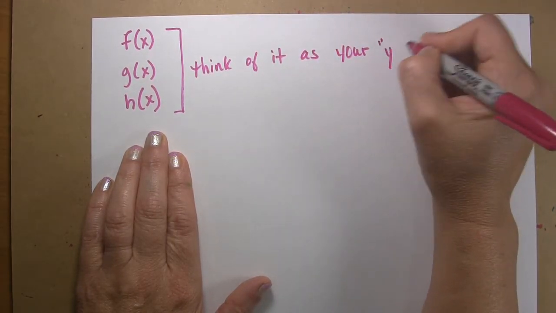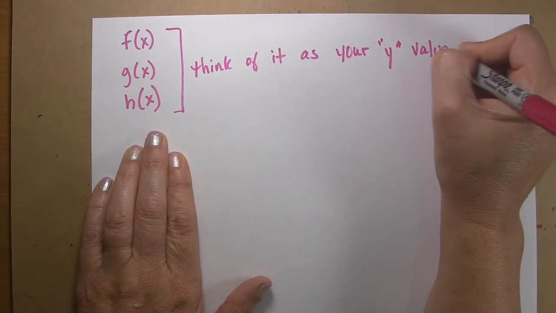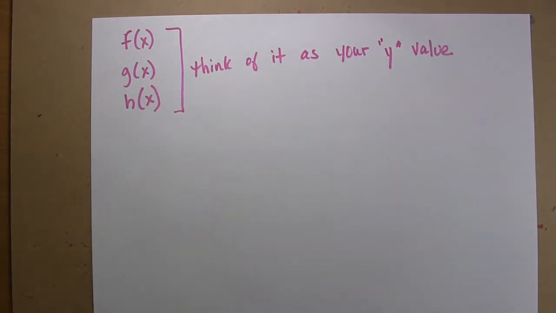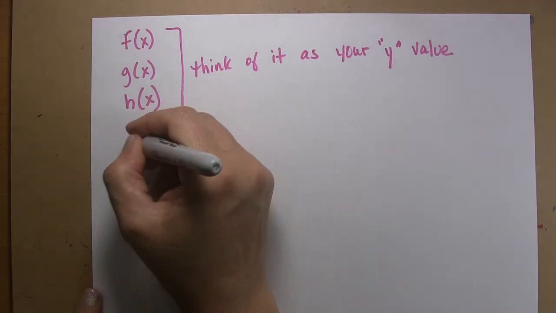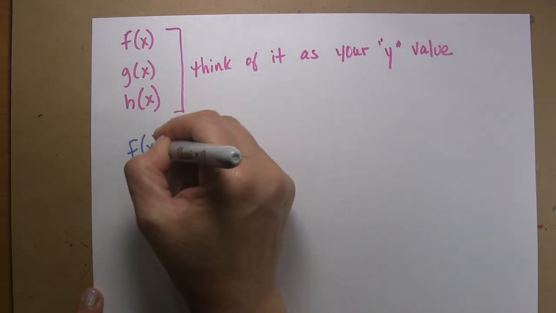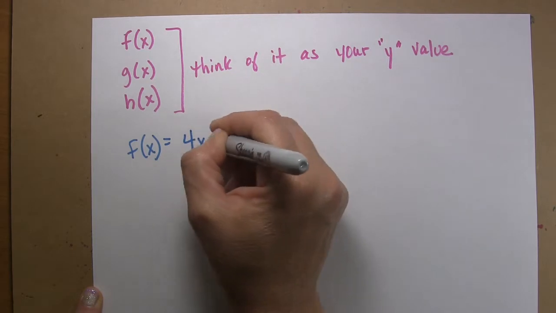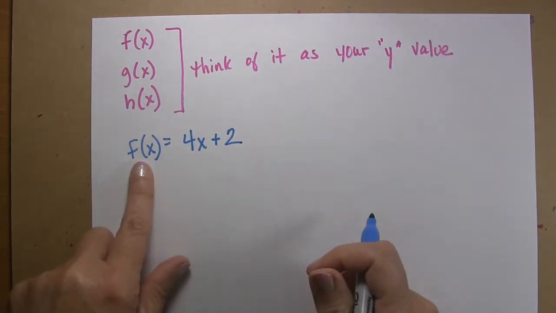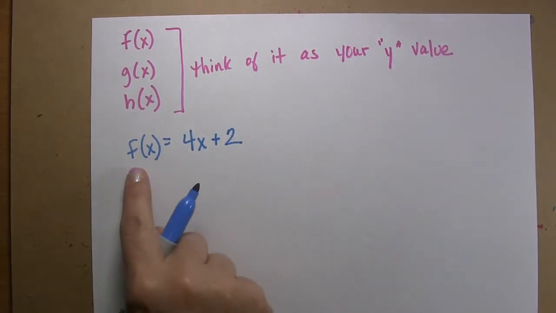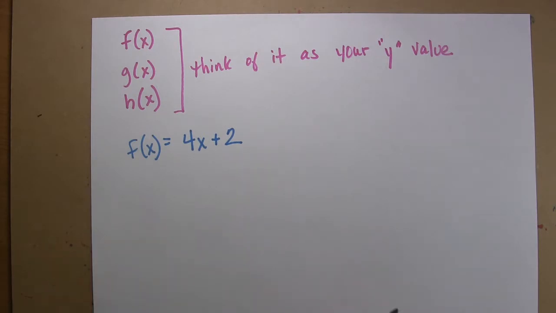As your y value. Okay? So let me give you a typical problem. If I said that f of x equals 4x plus 2, that would be just like saying y equals 4x plus 2, right? Don't be intimidated. F of x equals 4x plus 2.